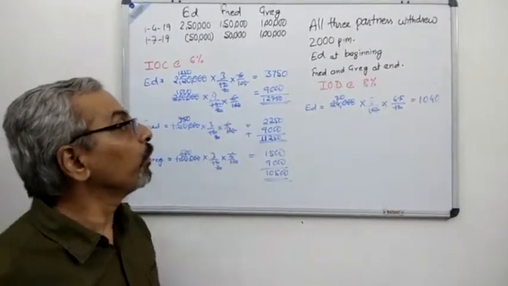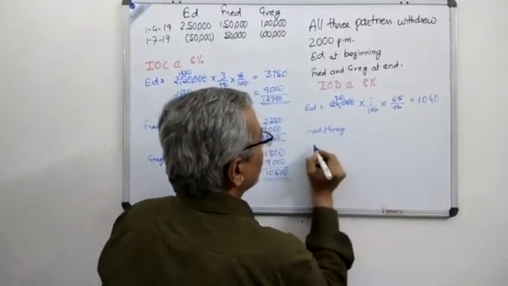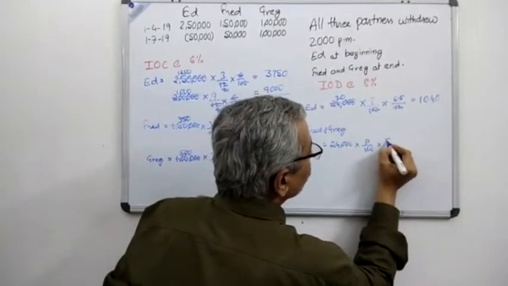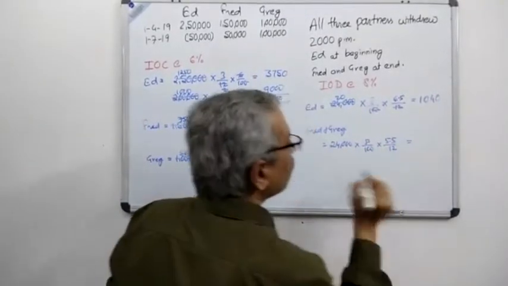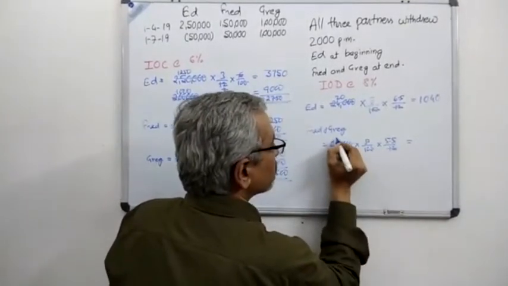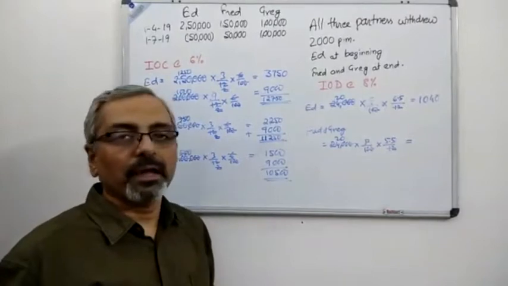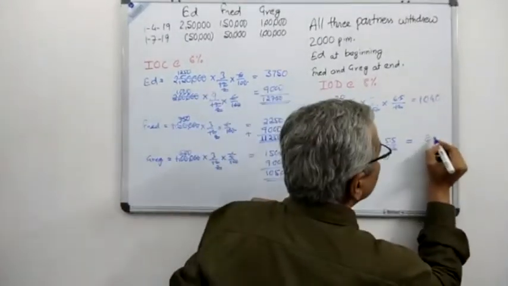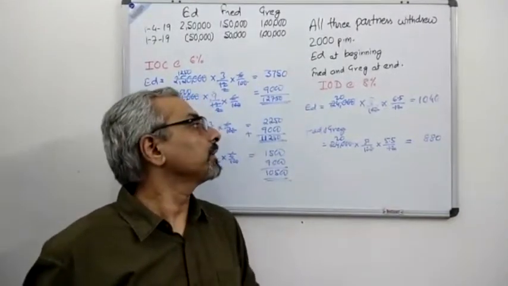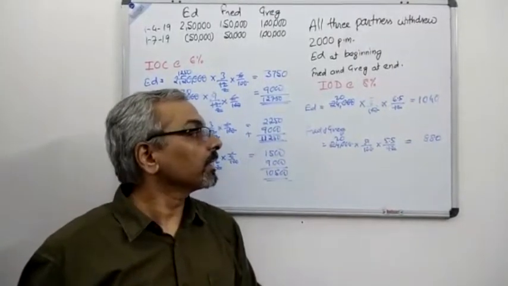Now the interest on drawing of both Fred and Greg will be a similar figure, that is 24,000 into 8 by 100 into 5.5 by 12. So now if you calculate that part, see very carefully, we are cancelling the zeros over here, cancelling the 12, and we are getting a 20 over here. So if you have 20 into 8 into 5.5, that is giving us a figure of 880. Now we have come to this conclusion that the interest on drawing for Ed is 1040 and the interest on drawing of Fred and Greg is 880.